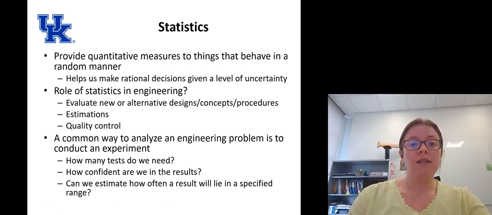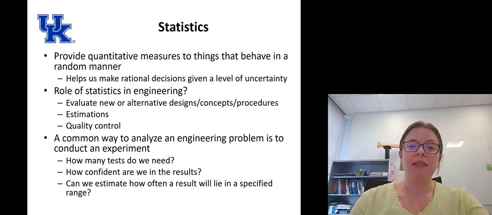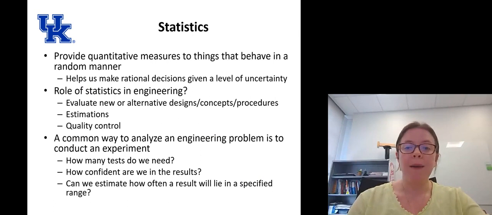So what are statistics? Well, they provide quantitative measures to things that behave in a random manner. Okay, they help us make rational decisions given a level of uncertainty. And let's face it, in everything that we do, there is a certain level of uncertainty. So what's the role of statistics in engineering? Statistics can help us evaluate new or alternative designs, concepts, procedures. They can help us come up with estimations, so for example, an amount to bid on a project. And they can also help us determine a degree of acceptable item-to-item variation, which is very valuable in quality control.